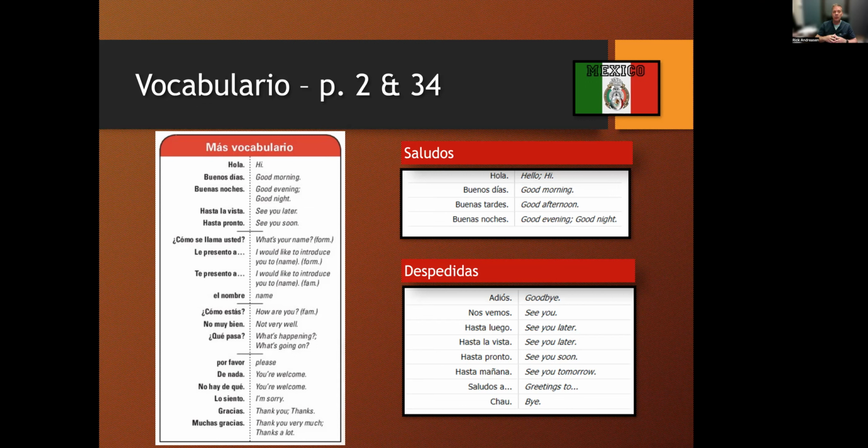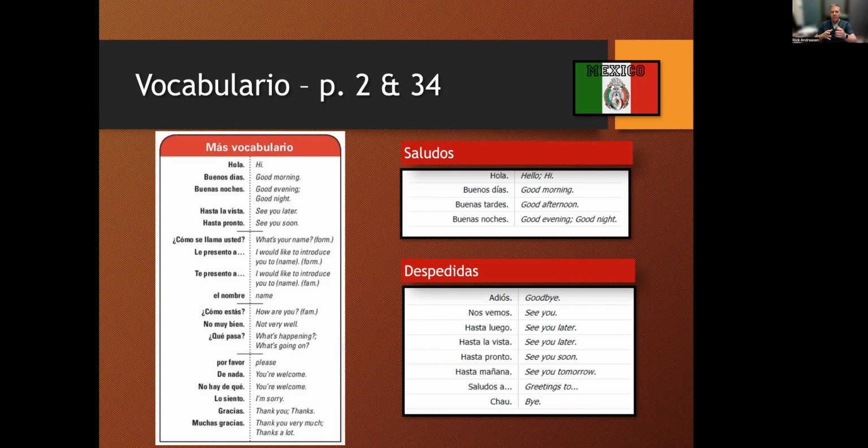Lo siento. Here we've got our first diphthong, that IE together, but each vowel still makes its pure sound. IE, siento, lo siento. Gracias. I bet you know what that one means. Gracias. And then muchas gracias. Many thanks, or thanks a lot.